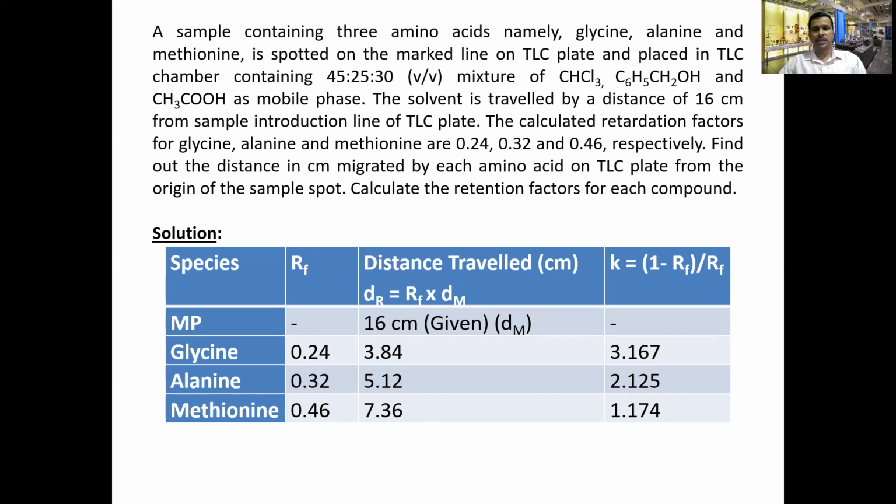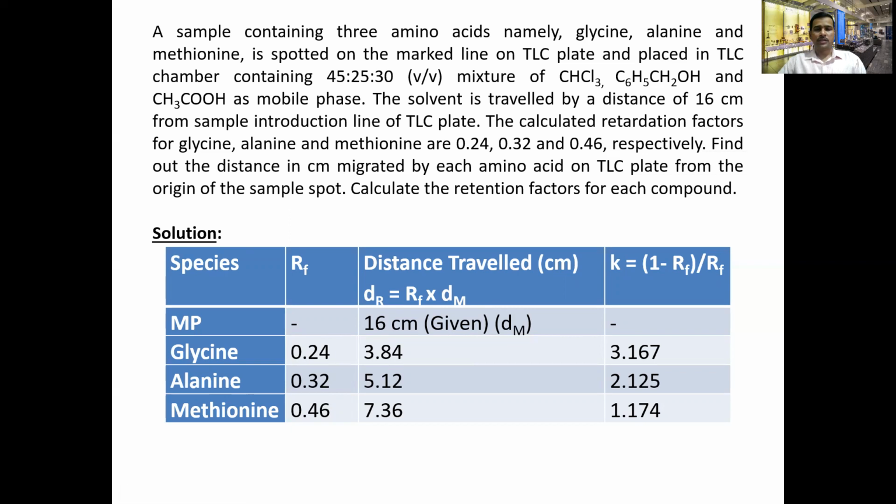Using the distance traveled by these amino acids, the RF values were calculated. The calculated RF values were given as 0.24, 0.32, and 0.46. They have been tabulated here. The mobile phase, a mixture of chloroform, benzyl alcohol, and acetic acid, showed a movement of 16 centimeter. So that is dm, the distance moved by the mobile phase.